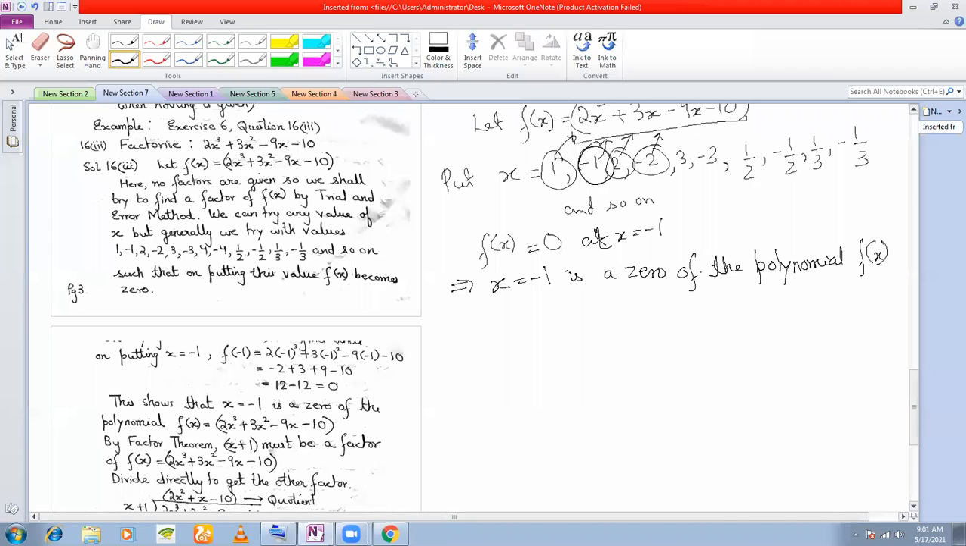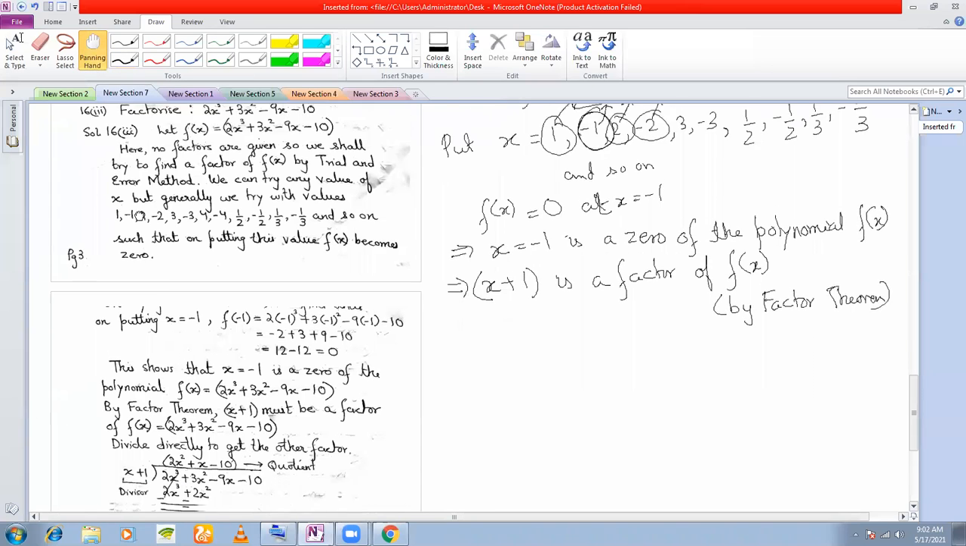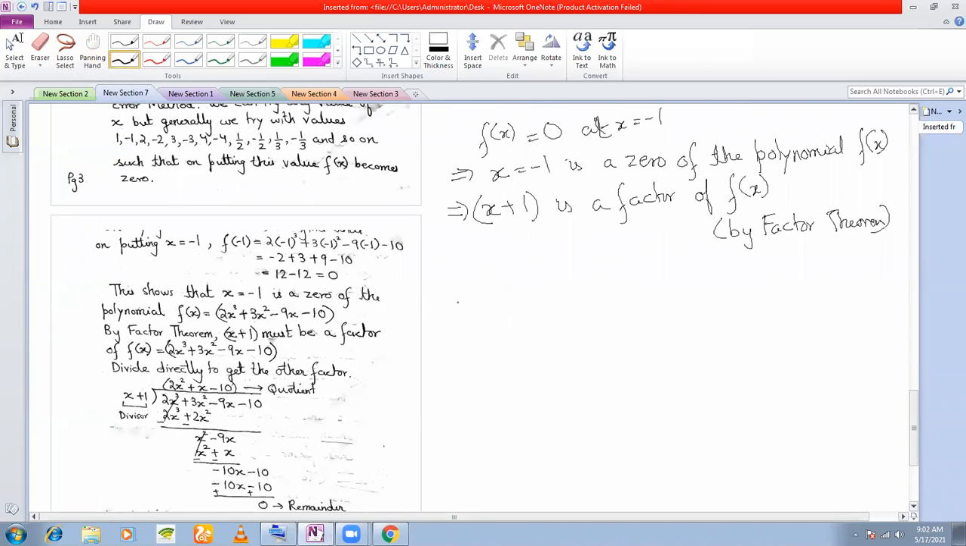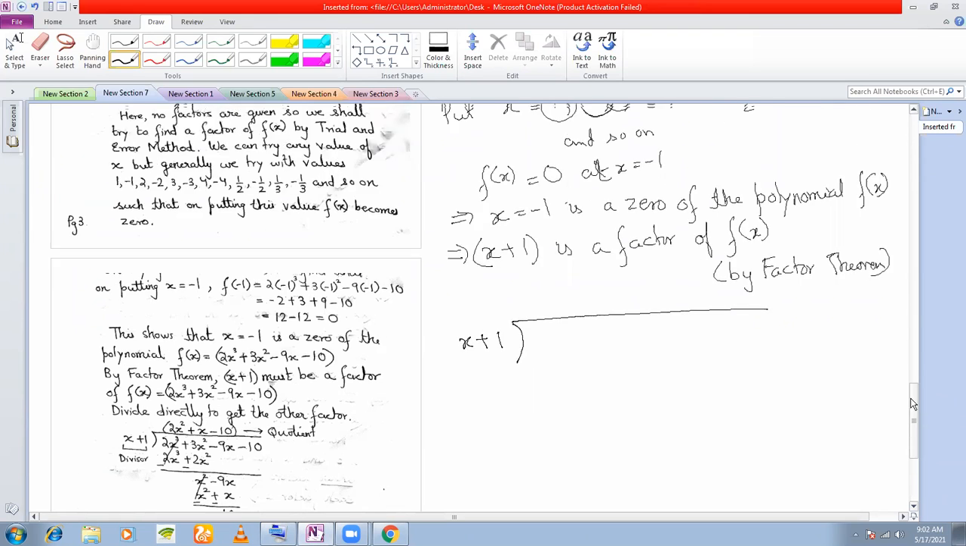That means if x is equal to minus 1 is a zero, by factor theorem, what can I say? x plus 1 is a factor of f(x). This I can say by factor theorem. So I've got one factor, which is x plus 1. And how do I get the other factors? We divide. The divisor here is x plus 1 and the dividend here is f(x).